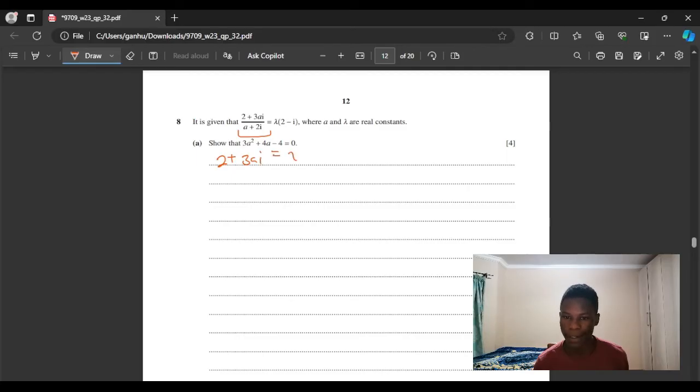So that's 2 plus 3a is equal to lambda times (2 minus i) multiplied by (a plus 2i), and 2 plus 3ai. Let's expand our brackets on the right hand side using FOIL. So that's 2a plus 4i minus ai minus 2i squared. 2 plus 3ai is equal to lambda.